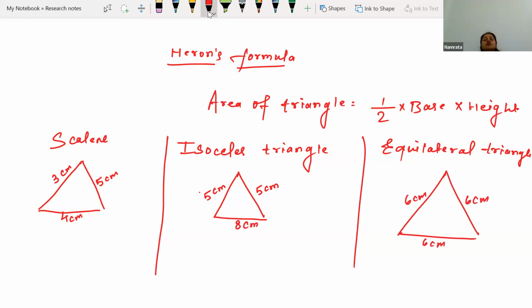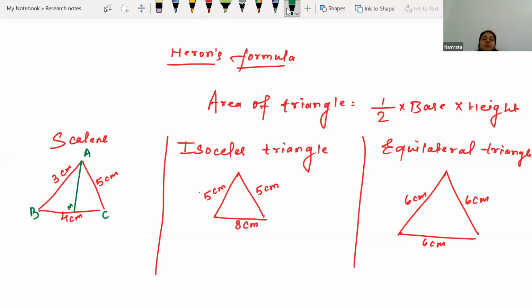Now, if we have to find the area of these triangles, you already know the formula is 1 by 2 times base times height. If we talk about the first triangle, that is the scalene triangle, here you can take any of the sides as the base, but what about the height? You must be thinking, yeah, we can drop a height. We can draw a height like this. If this is triangle ABC, then we can draw a height like this, and we can name it AM. But the main question is how we will find this AM.